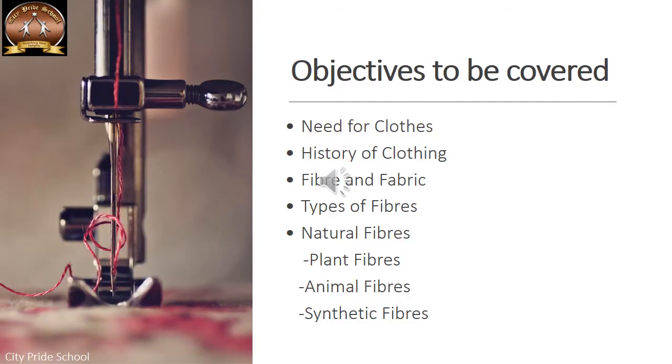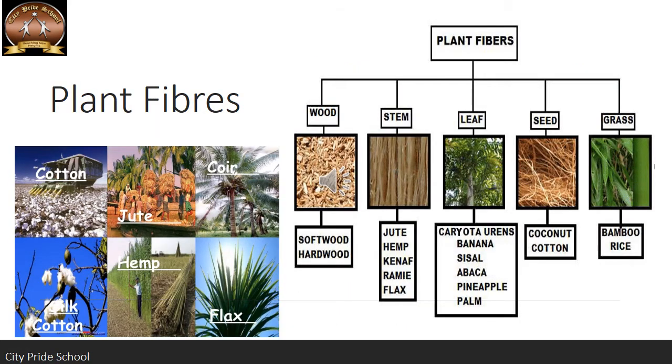Now, as you see here, in the different types of fibers, we have natural fibers, which include both plant and animal fibers. Today we'll be discussing only the plant fibers first. We have different types of plant fibers like cotton, jute, coir, silk cotton, hemp, and flax. Out of all these, we'll be studying only cotton and jute in a bit of detail and a little bit about coir.